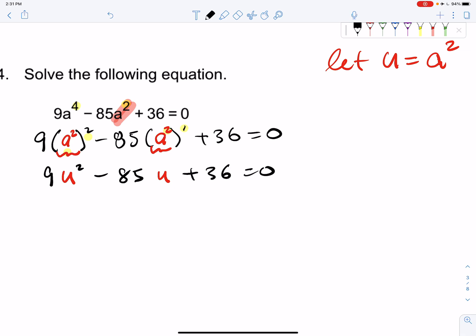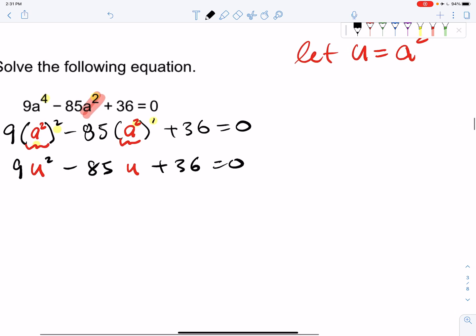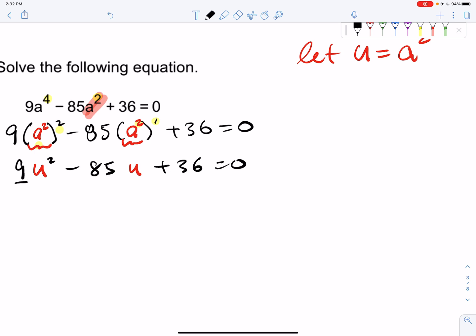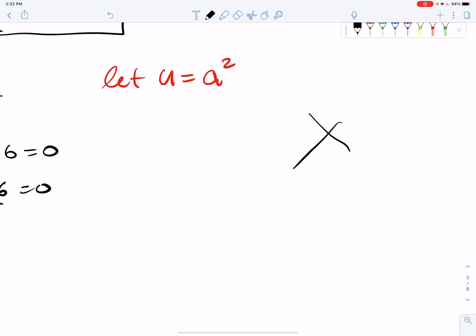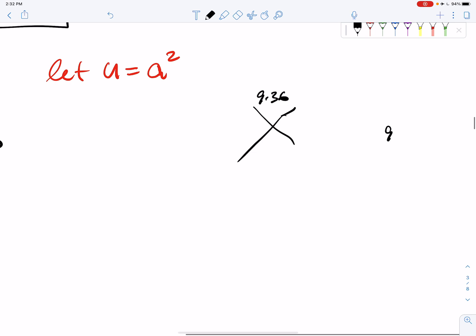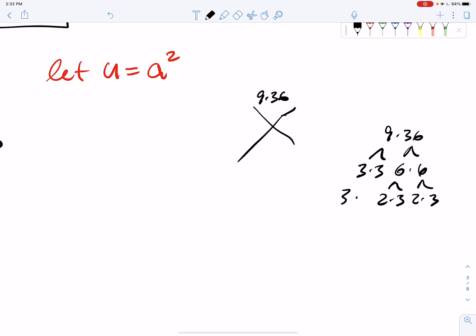And now I definitely have a quadratic. So how do we solve this quadratic? Well, this gets a little bit tougher in that we've got a leading coefficient of 9. I like to think of this 9 times 36, kind of a big number. So I actually do it this way. I just say 9 times 36, because I'm going to factor 9 times 36. 3 times 3, 6 times 6, 2 times 3, 2 times 3, 3, and then there's another 3. So I prime factored it.